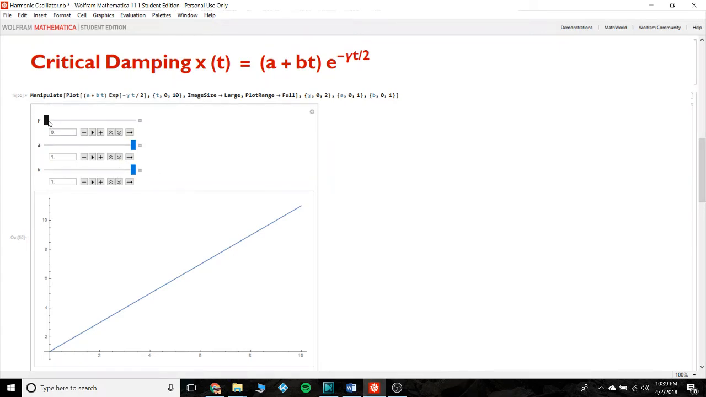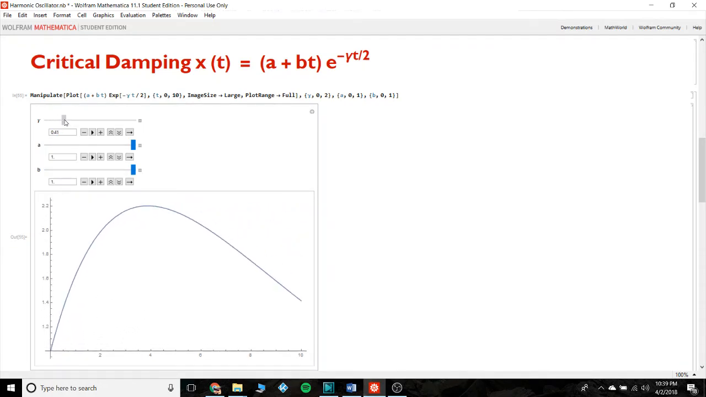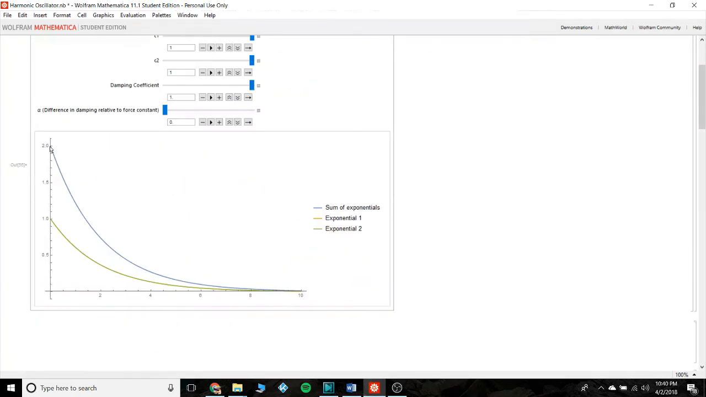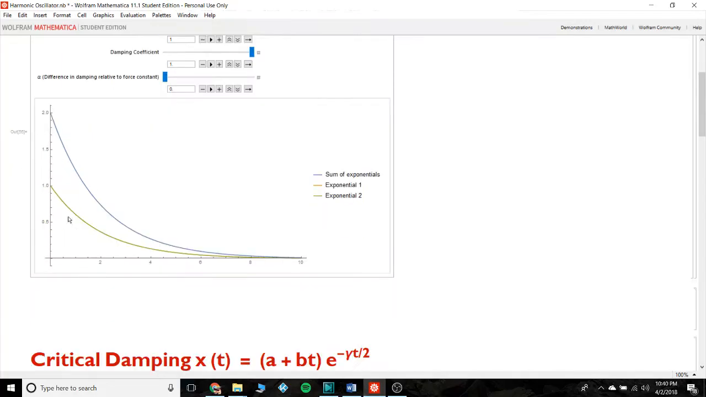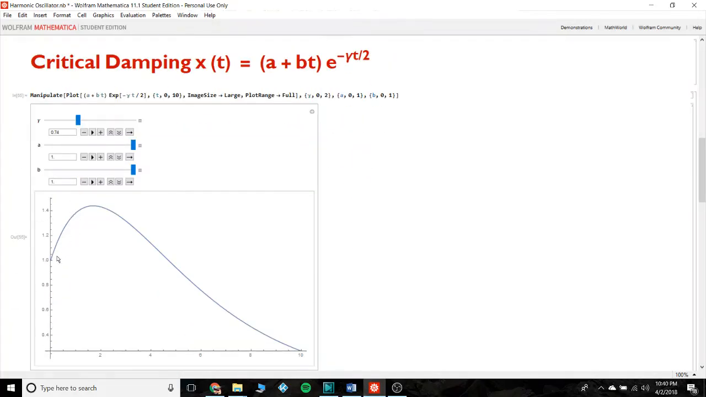So as we vary gamma, let's see what happens. Can't really tell what's going on yet. Okay, now we see what's going on. Okay, so in the critically damped case, the larger your damping coefficient, well, again, the faster you return to equilibrium. But see, initially, this is different than the overdamped case. In the overdamped case, immediately you start decaying back to equilibrium. Critical damping, initially you go further away from equilibrium, and then you slowly return back to equilibrium. So that's the critically damped case.